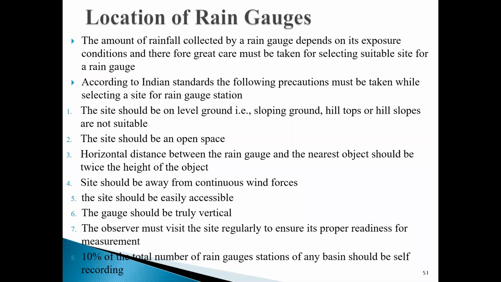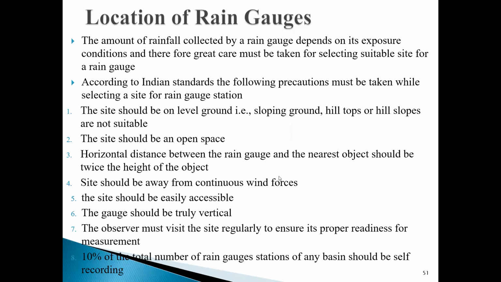Next, the site should be away from continuous wind forces, because if we have a high blowing wind, it may distort the catch of the rain gauge. Preferably, in the area where you select a site for a rain gauge, the wind forces must be minimal. You cannot avoid it, but wind forces, especially in open areas, will be very common.